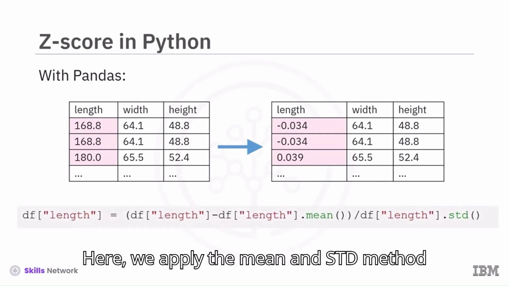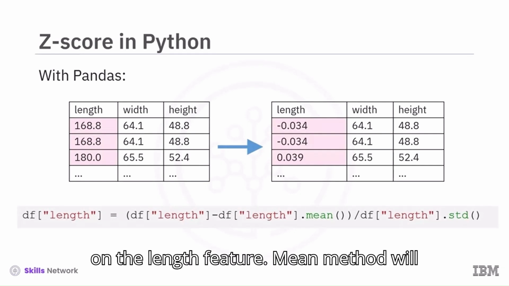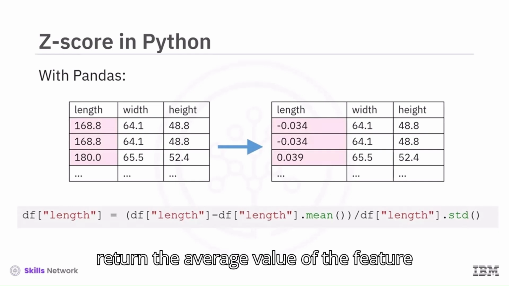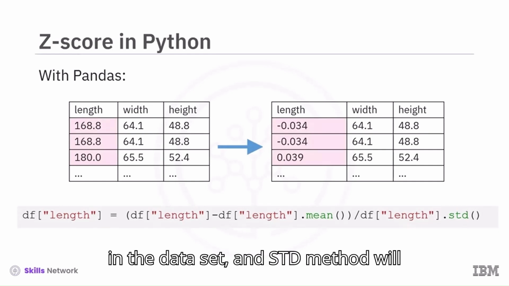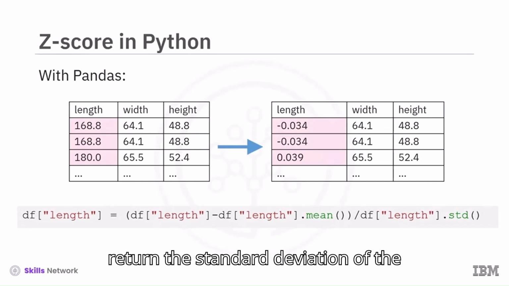Here, we apply the mean and std method on the length feature. Mean method will return the average value of the feature in the data set, and std method will return the standard deviation of the features in the data set.